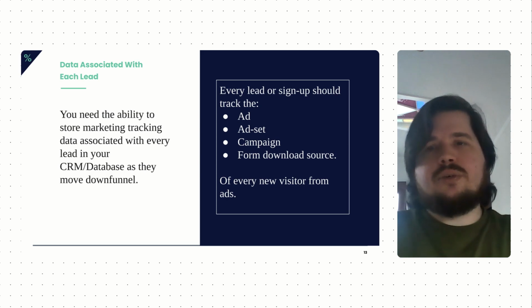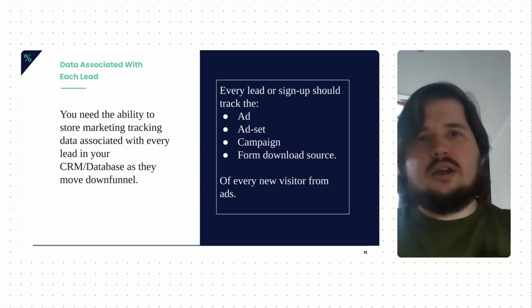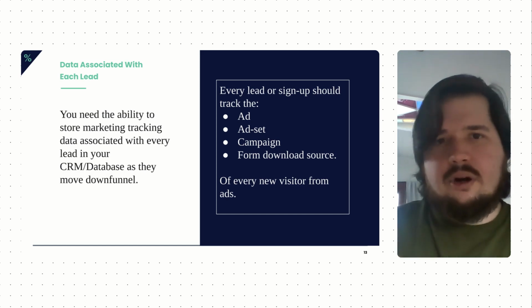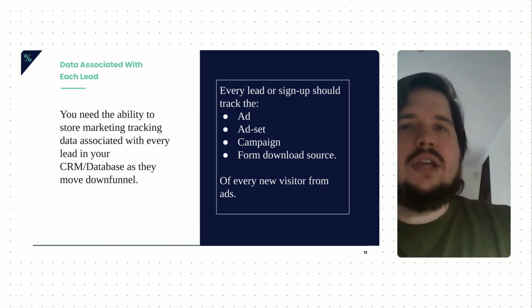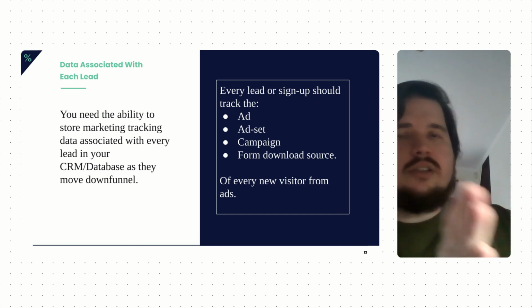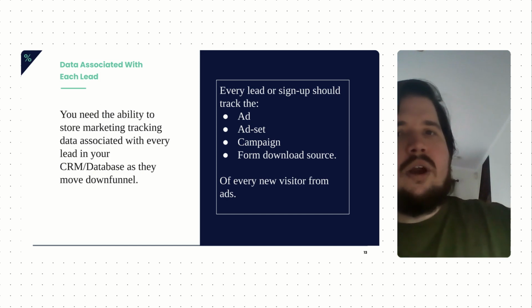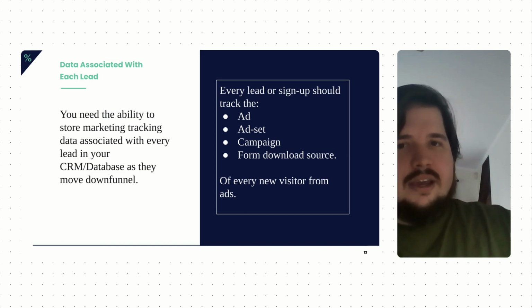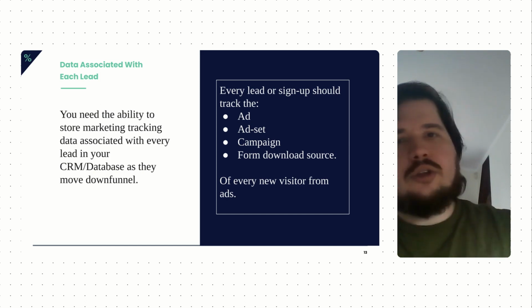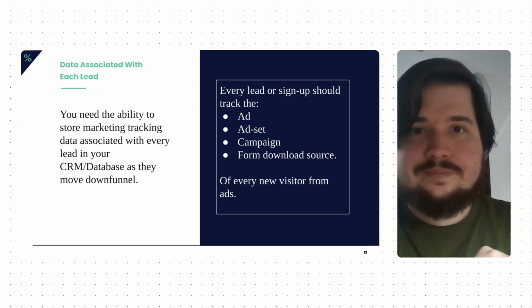The data you need to associate with each lead is stuff that comes from the ad side of the platform that we just talked about in part 1. So every lead or sign up that you have in Salesforce and HubSpot, you should be able to see at each layer of the pipeline, whether lead, op, or closed won, what ads they clicked, ad sets, campaigns, and form download source. Those are the 4 key things that let you make decisions from advertising.